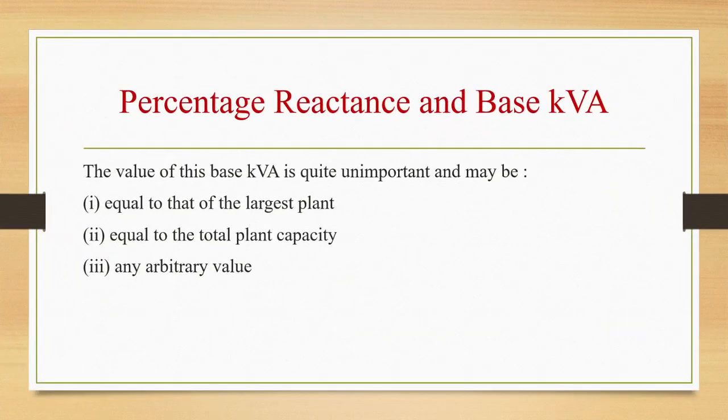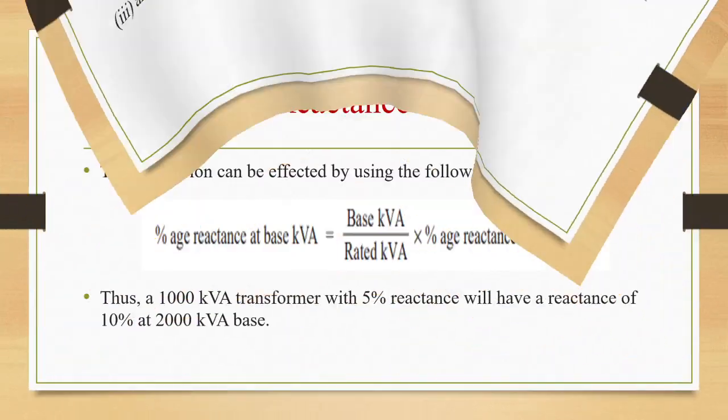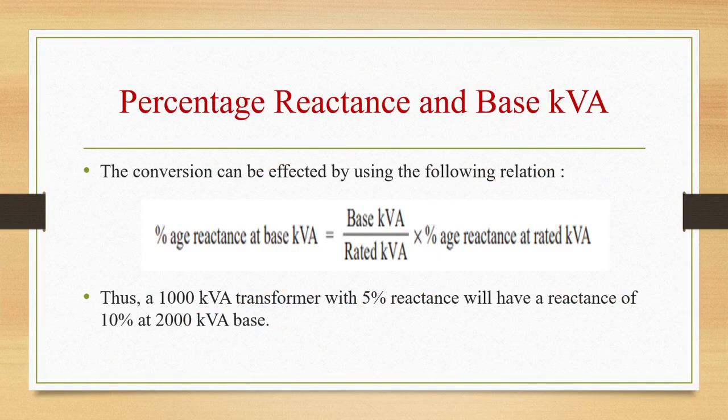Value of this base kVA is quite unimportant and it can be equal to that of largest plant, or it can be equal to the total plant capacity, or any arbitrary value. Conversion can be effected by using the following relation, that is percentage reactance at base kVA is equal to base kVA by rated kVA into percentage reactance at rated kVA.